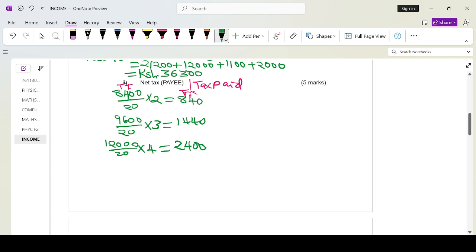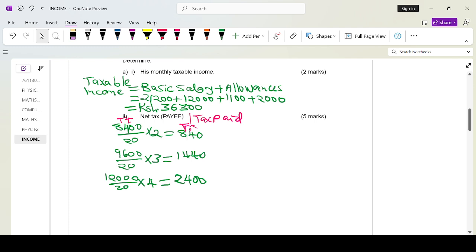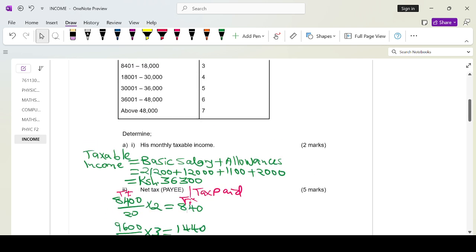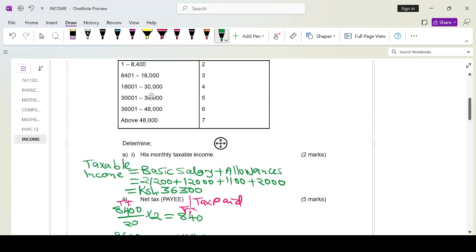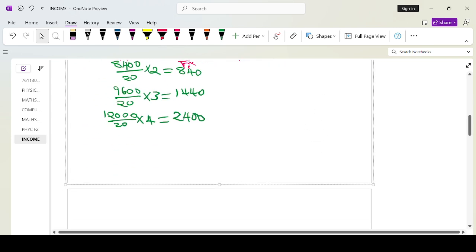We proceed. When you look at the summations here, we are still noted there. We are going to the next band, 36,000 minus 30,000. You're going to get 6,000.